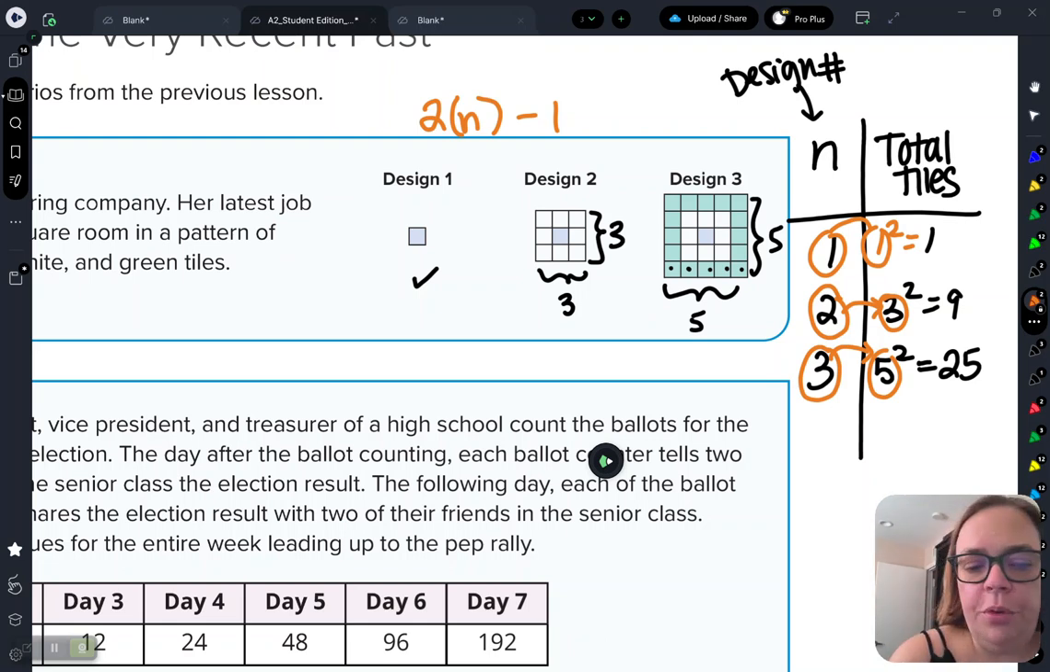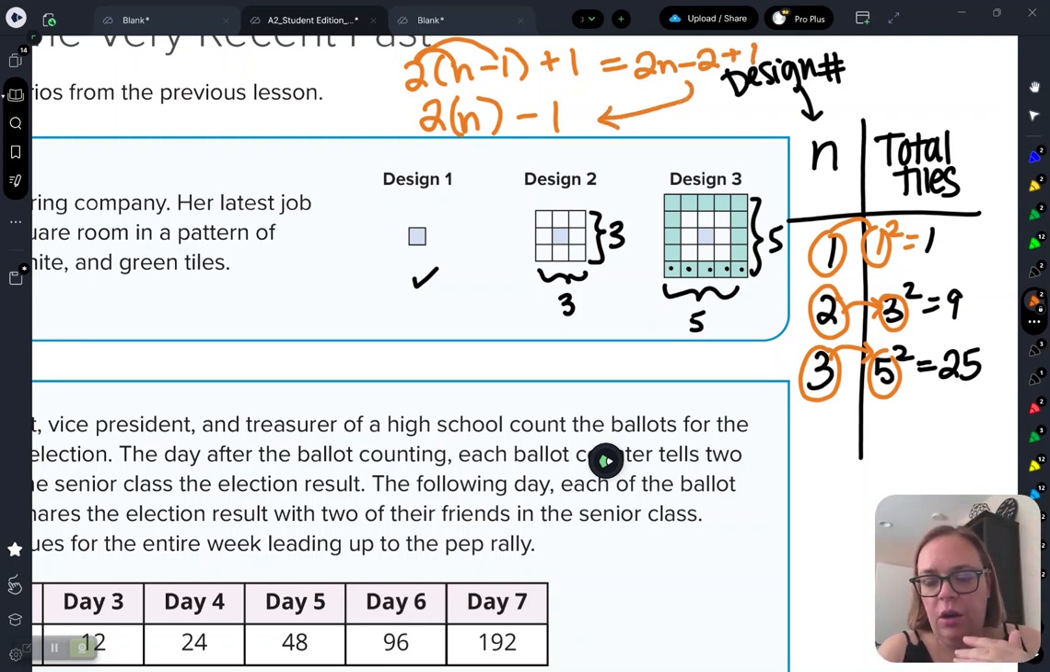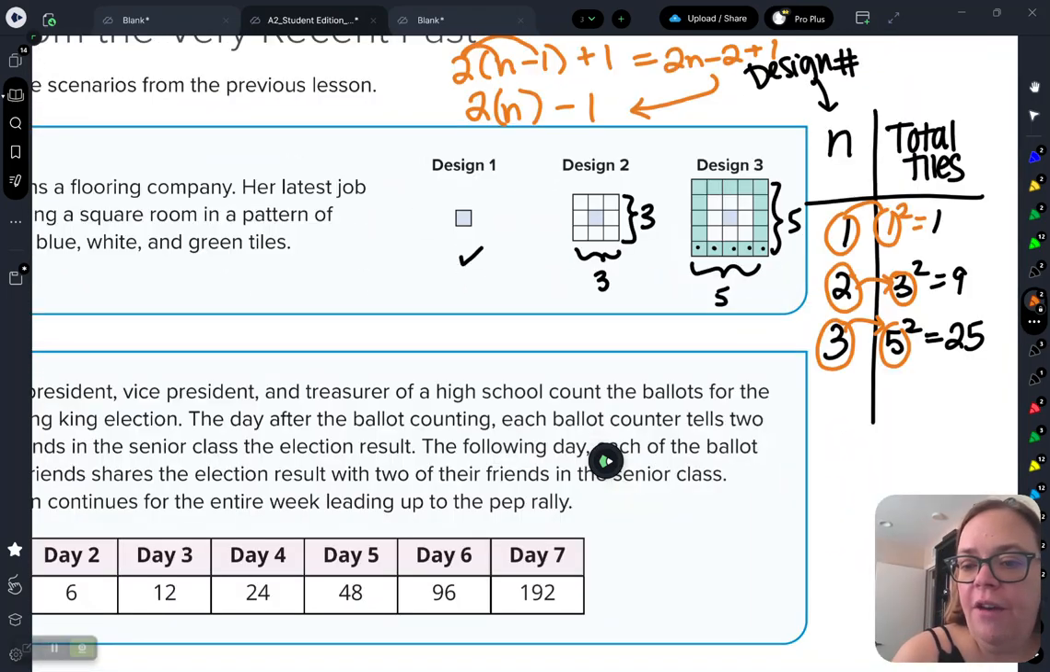Okay. Previously, I think I did 2 times n minus 1 plus 1, but that is actually fine. It's equivalent. It works, but it's a little bit more complicated, right? If you distribute the 2, you get 2n minus 2, and then if you add 1 to it, you get this again. So my expression in the last video was completely equivalent to this one, but this one's a lot simpler. Okay, so basically, if I have a design number n, the number of tiles I have is (2n minus 1) squared.